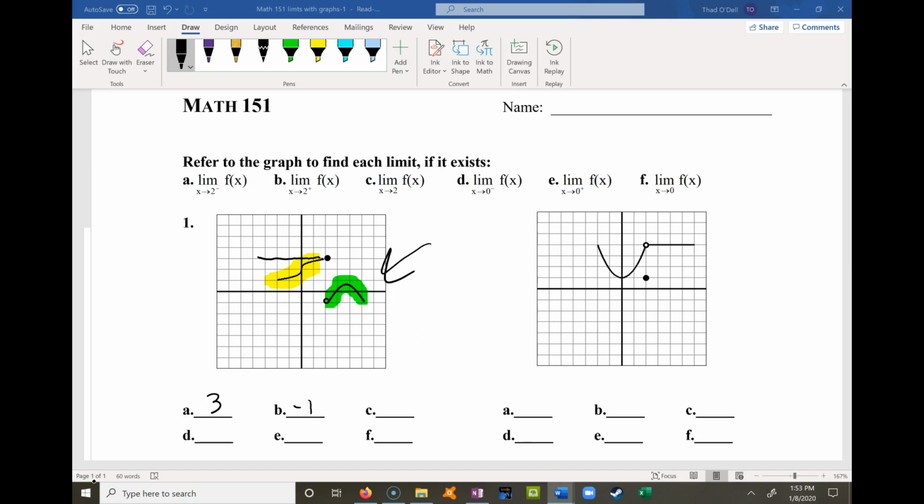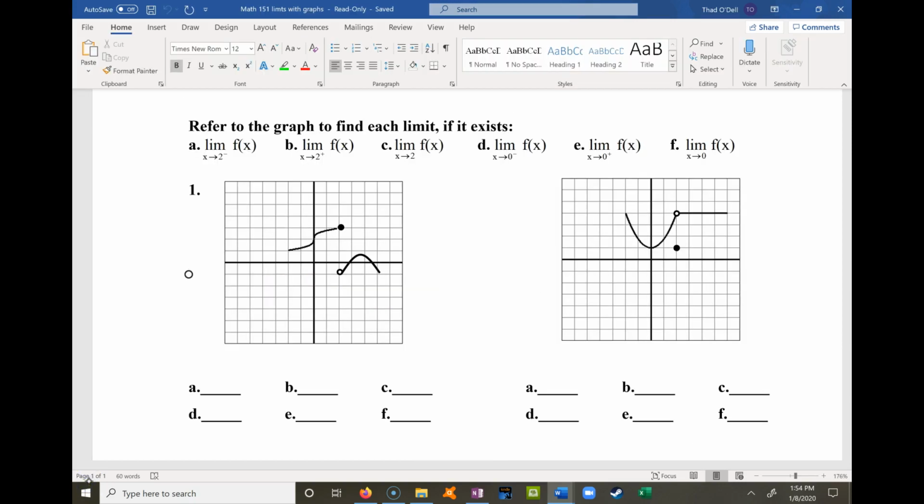Wait, what are you doing there, buddy? Well, that's funny that it's not. So sorry, there's a little glitch in the system. I'm not sure what happened.